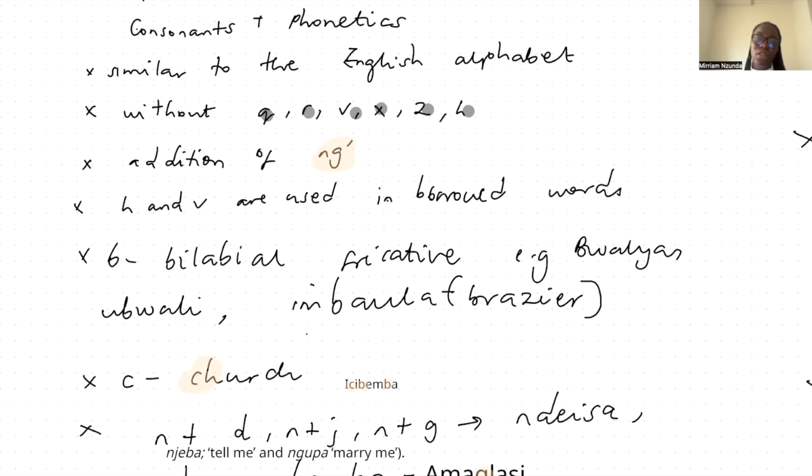When it comes to the letter B, it's pronounced two ways. So there's something called the bilabial fricative, which is more of a phonetics term. And what that means is that sometimes B is pronounced very silently, making it sound like walia, wali, or it's more pronounced, so imbaula. So there's more emphasis or stress on the B sound.